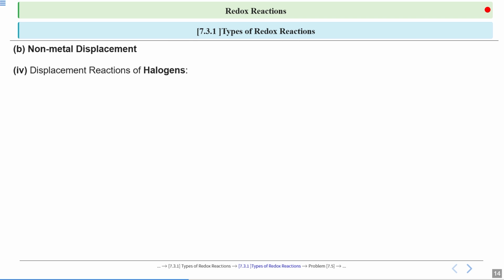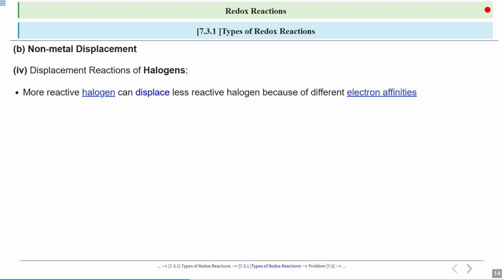Now, the fourth case for the non-metal displacement reaction is the displacement reaction of halogens. Here, the more reactive halogen can displace the less reactive halogen because of the different electron affinities.